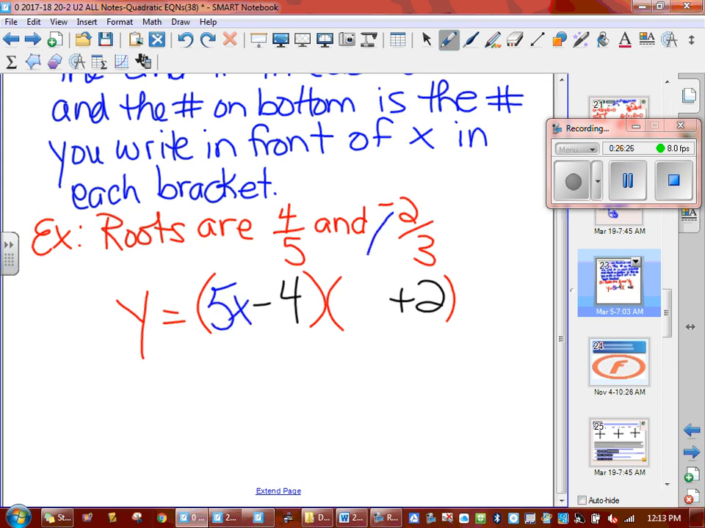So check your work, make sure the correct numbers are at the correct spots. So the top numbers go to the end of each bracket, the bottom numbers sit in front of x. This concludes lesson 3, solving equations using x-intercepts.